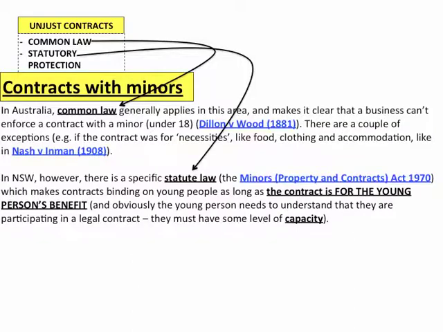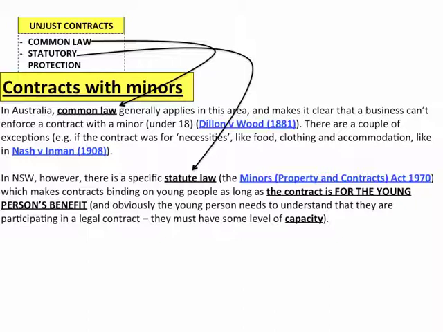We have the Minors Property and Contracts Act of 1970. And that allows 16, 17-year-olds to make a binding contract as long as it is for your benefit. It doesn't need to be perfect. It doesn't need to be completely fair. But as long as the contract is for the young person's benefit.